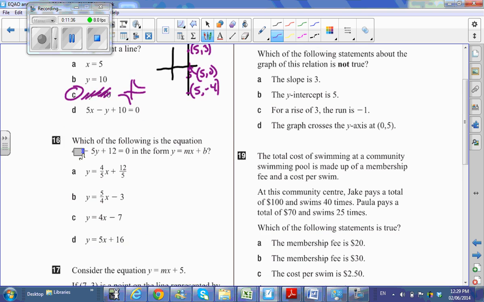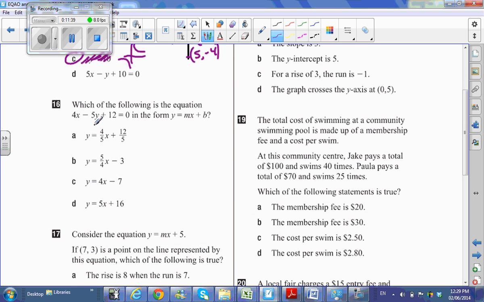So it was C. Okay, which of the following is equivalent to 4x minus 5y plus 12 in the form y equals mx plus b. So let's rearrange this. I'm going to get negative 5y equals negative 4x plus 12. Sorry, minus 12. So I just move the 4x to the other side and move the 12 to the other side. So when we move them over, we go minus 4x and minus 12.